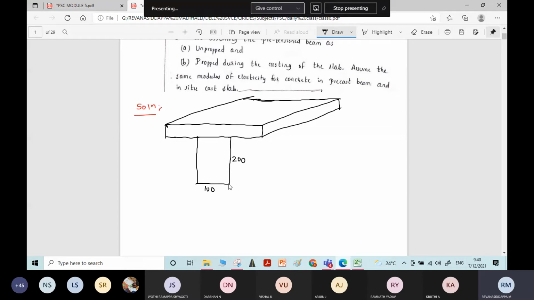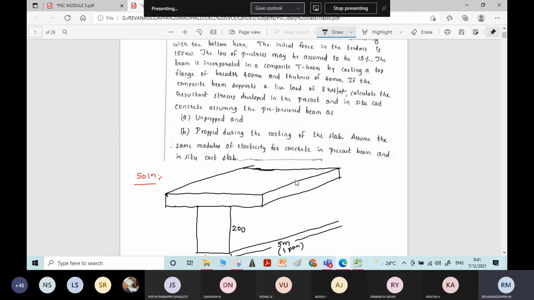Depth is 5 meter, like this. Okay. This length is 5 meter. Okay, that is the span.